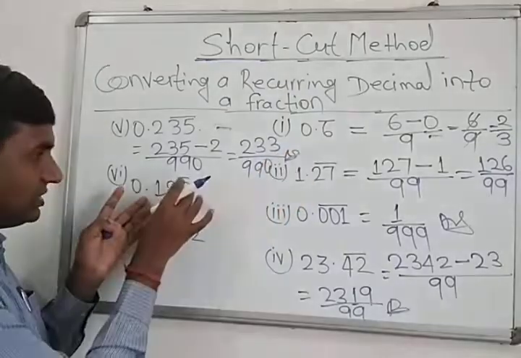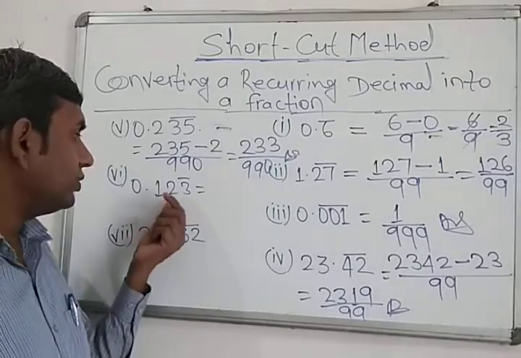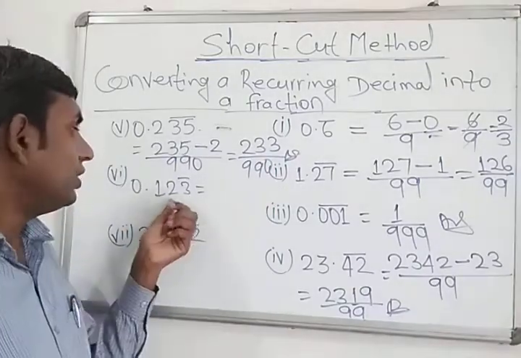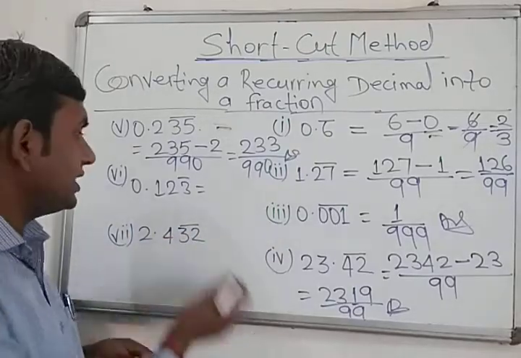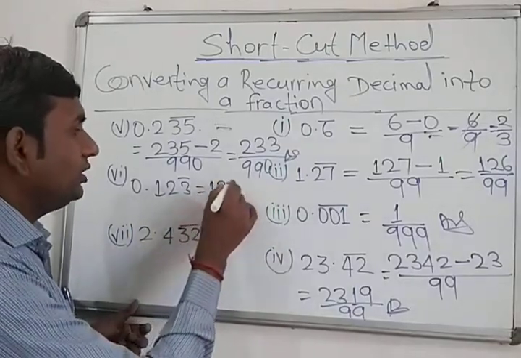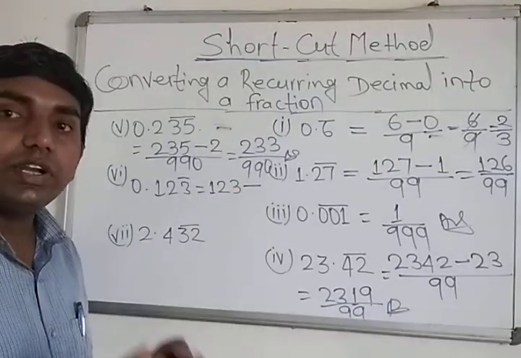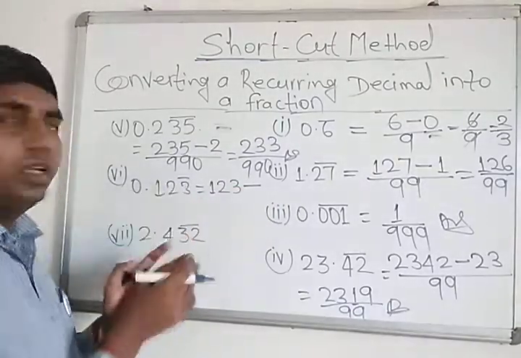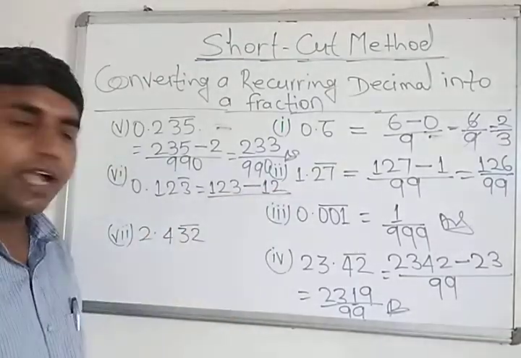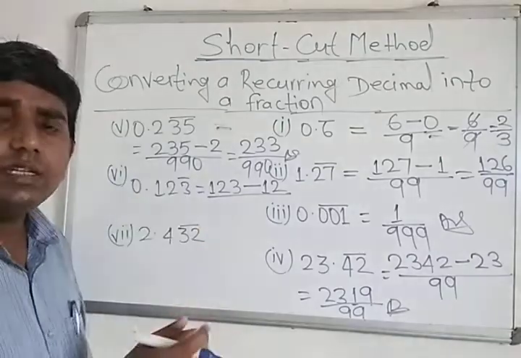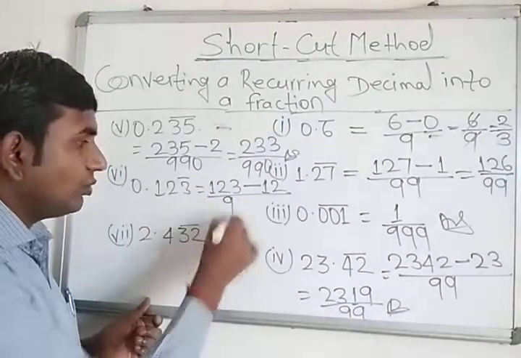Okay, in this question we have 1, 2, 3 after the decimal and only 3 is repeating. Here 1 and 2 are not repeating. So if you want to write this number as a fraction, we have to write 123, minus the number of digits which are not recurring. Here 1 and 2 are not recurring, so we subtract 12, then divide by the number of 9s, which is equal to the recurring digits. Here 3 is recurring, so we write only a single 9.